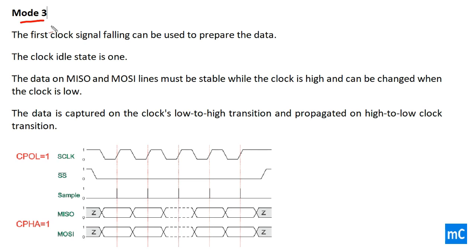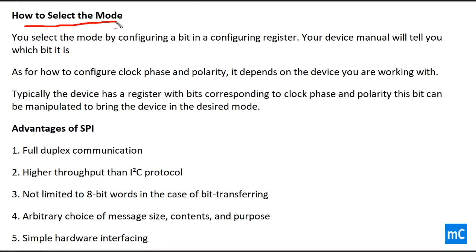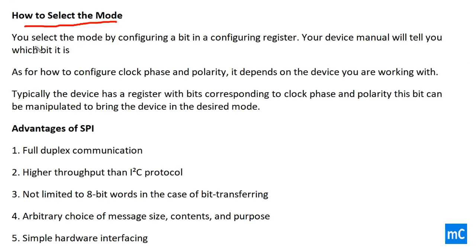Mode 3 is somewhat similar to mode 1. The first clock signal falling can be used to prepare the data. The clock idle state is 1. The data on MISO and MOSI lines must be stable while the clock is high and can be changed when the clock is low. The data is captured on the clock's low to high transition and propagated on the high to low clock transition.